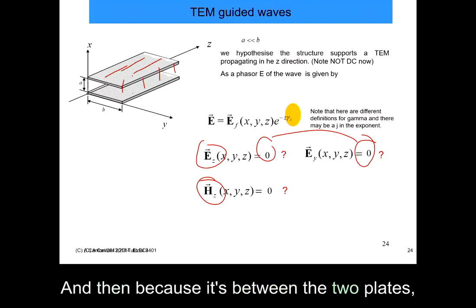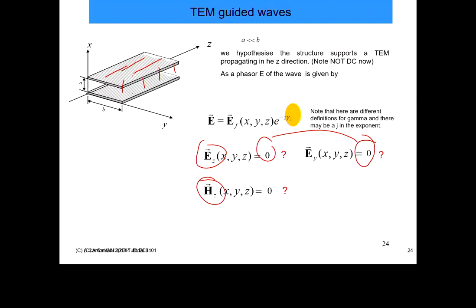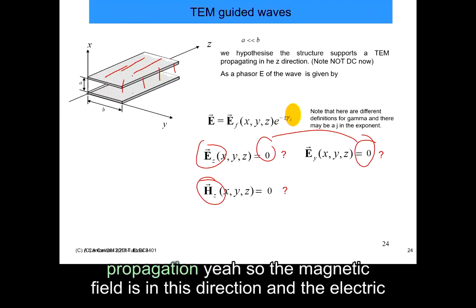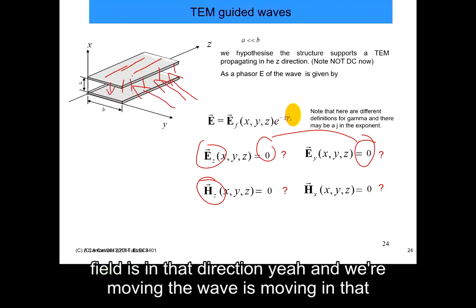And then because it's between the two plates, the electric field is going to be between the two plates, and the magnetic field is going to be tangential to those plates, but not in the same direction as propagation. Yeah, so the magnetic field is in this direction, and the electric field is in that direction. And the wave is moving in that direction.